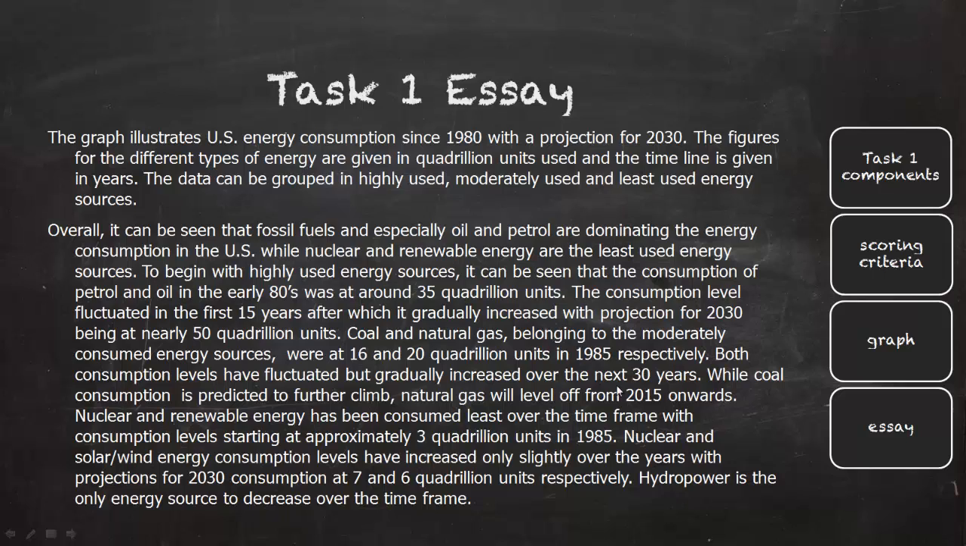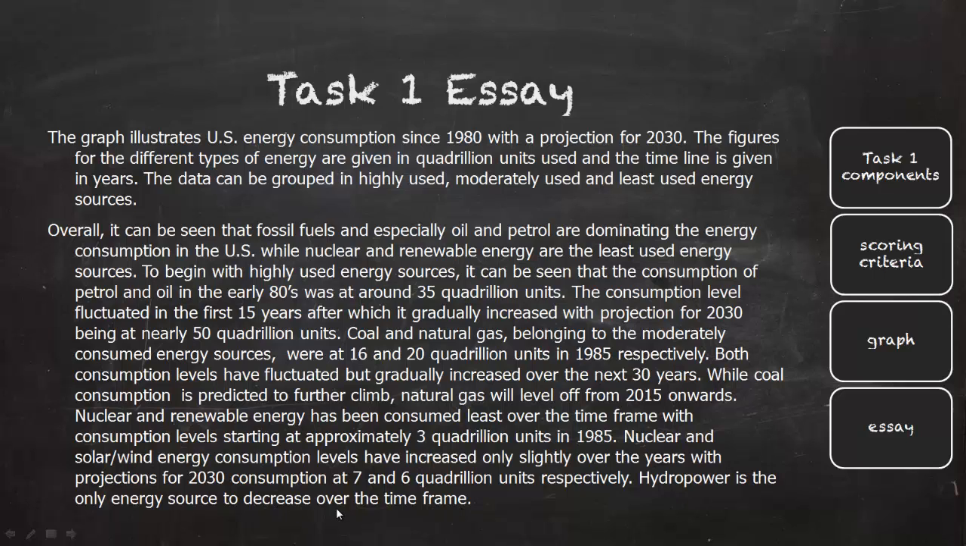nuclear and renewable energy has been consumed least over the time frame, with consumption levels starting at approximately 3 quadrillion units in 1985. Nuclear and solar wind energy consumption levels have increased only slightly over the years. So they have increased, but only a very little bit, so that would be slightly. With projections for 2030, consumption at 7 and 6 quadrillion units respectively. Hydropower is the only energy source to decrease over the time frame. So it decreased, it actually went down.